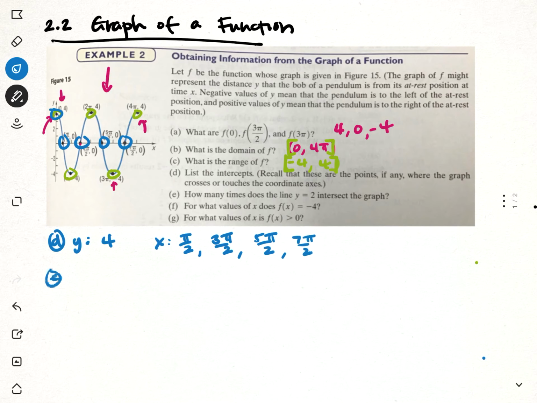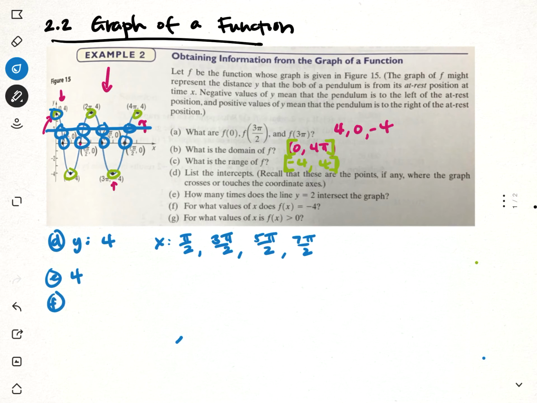Okay, part E, how many times does the line y equals 2 intersect the graph? So y equals 2 is going to be a horizontal line. It's going to cross through the y-axis at 2. So if we draw that line in there, we see that we have 1, 2, 3, 4 different points. So it crosses 4 times.